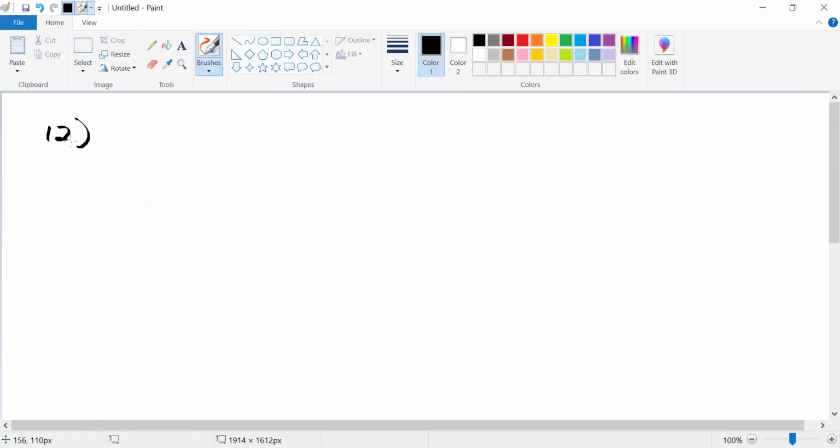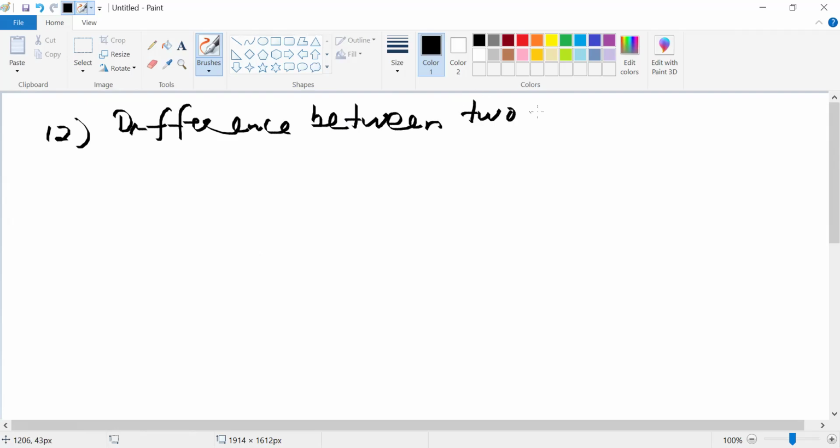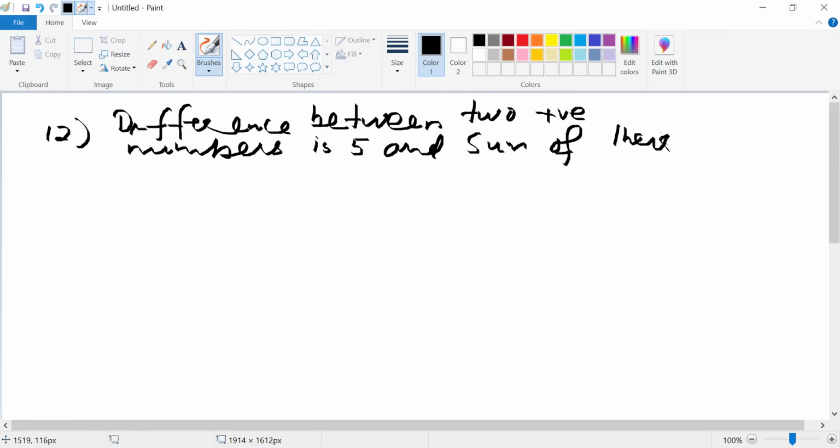Question 12. The difference between two positive numbers is 5, and the sum of their squares is 73. Find the product of these numbers.